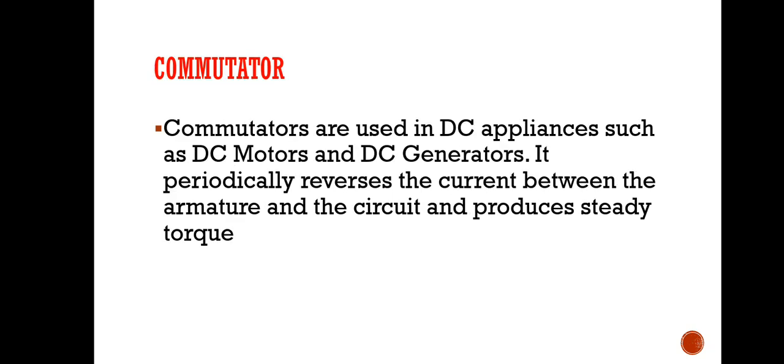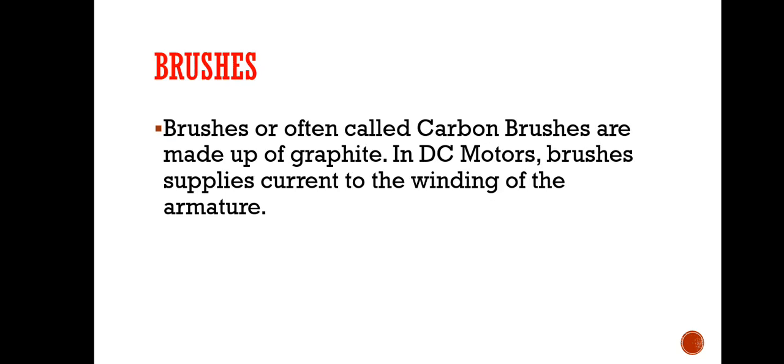Commutator. Commutators are used in DC appliances such as DC motors and DC generators. It periodically reverses the current between the armature and the circuit and produces steady torque. Brushes. Brushes are often called carbon brushes or are made of graphite. In DC motors, brushes supply the current to the winding of the armature.